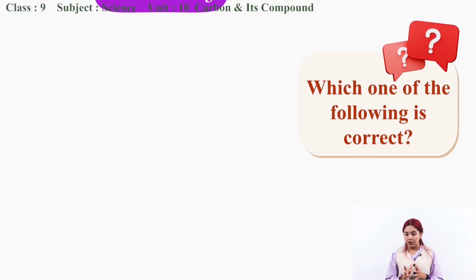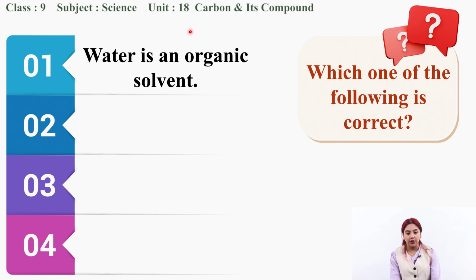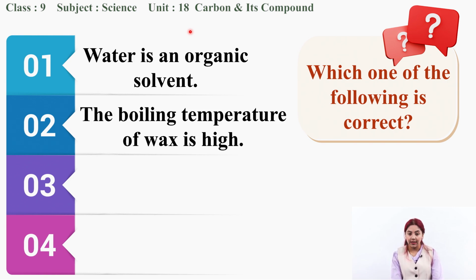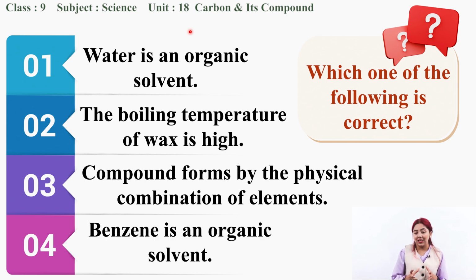Now, I have another question for you. Which one of the four options that I'll give you is the correct option? The first is water is an organic solvent. Second is the boiling temperature of wax is high. Third is compound forms by the physical combination of elements. And the final one is benzene is an organic solvent. So, which is the correct option?